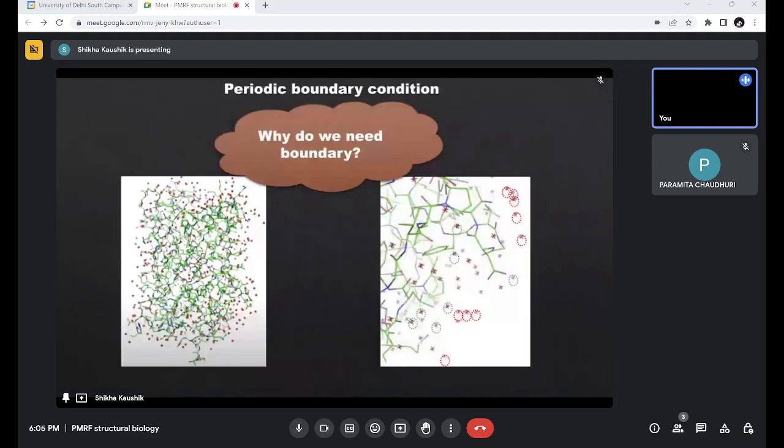So there is this term called periodic boundary condition, and why I want to talk about it is because I have already talked about that we are providing a boundary to a system.